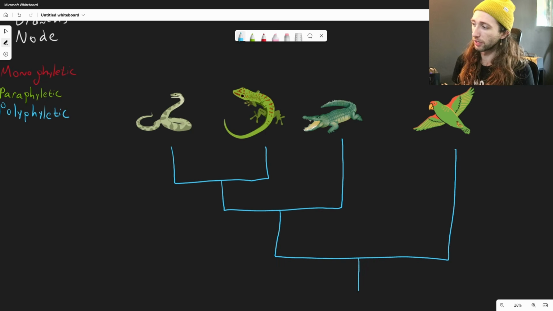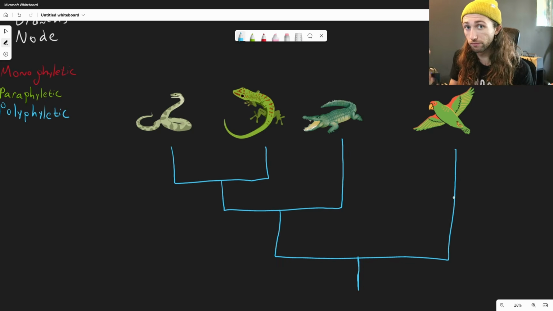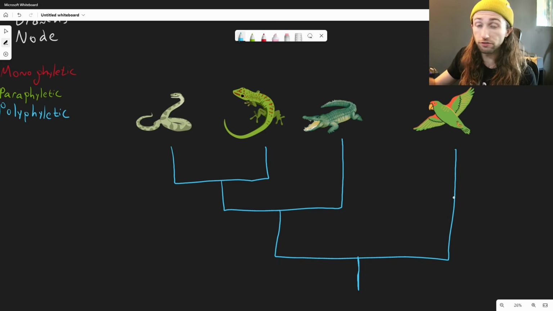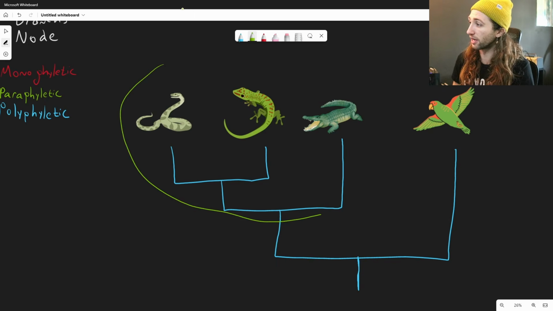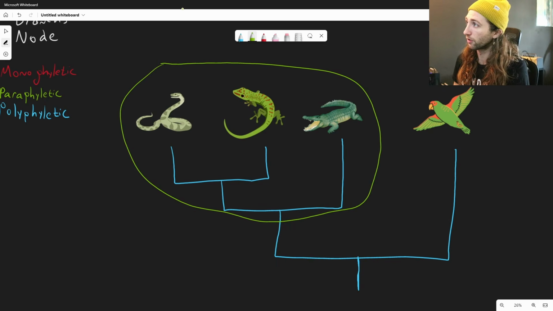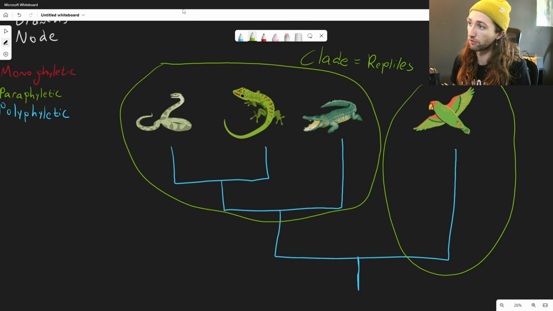So this used to be the relationship. Now, again, this is a good time to also introduce clades, because clades are groupings of tips. They are groupings that we can typically assign a label to. So based on this, we could say that this group here is the clade of reptiles. So let's write this, clade equals reptiles. And remember, this is the old grouping, okay? And then we could also say this is the clade of birds.